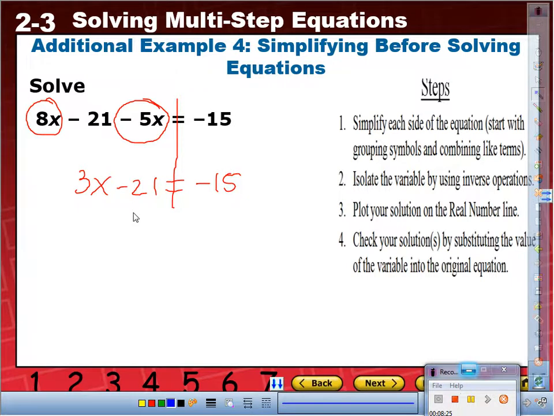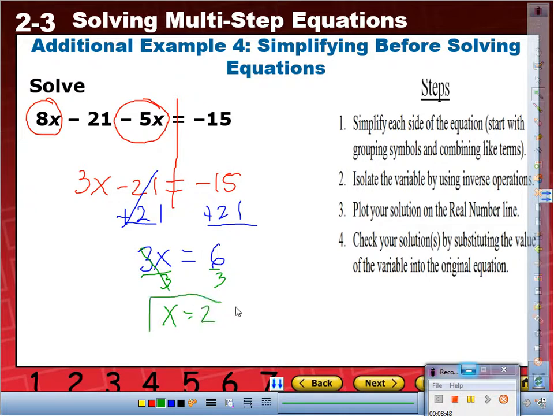Okay? So from there, you add 21 to each side. We're left with 3x equals 6. Divide by 3. Divide by 3. X equals 2. Now check this out.